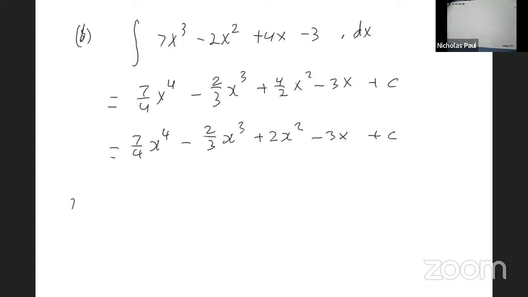Number 7, you have to use your brain a little bit here. Sorry about making you use your brain, but you have to use it here. Integrate 2x minus 1 squared dx. There's something you have to do first before you start to integrate it.